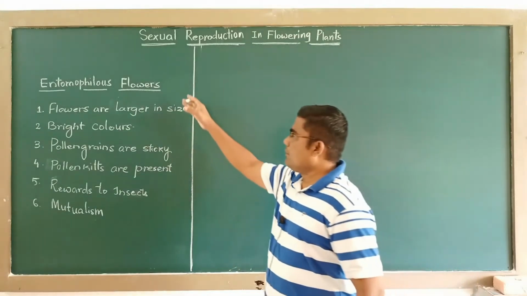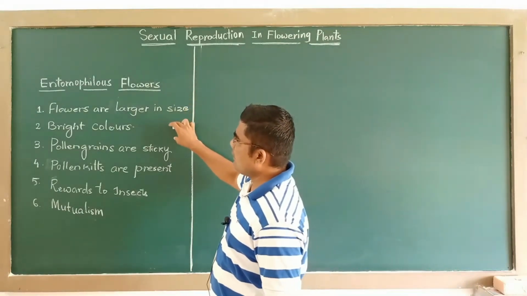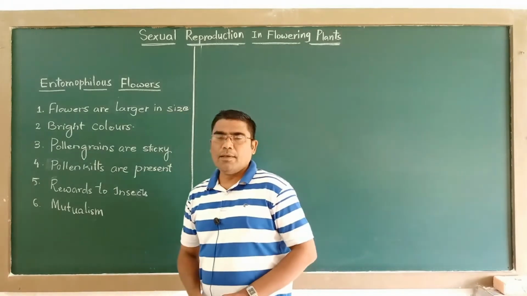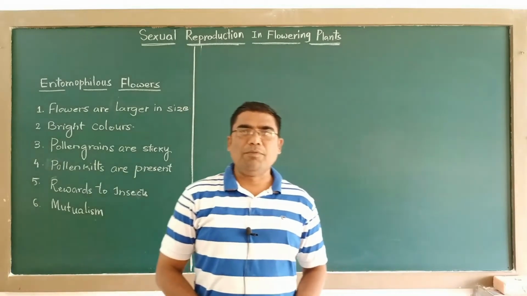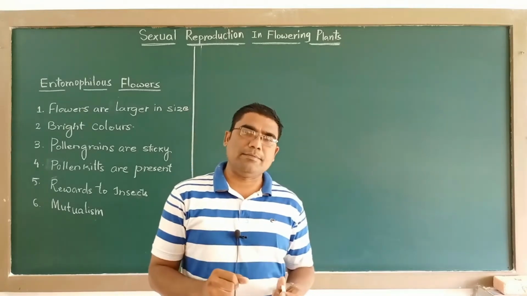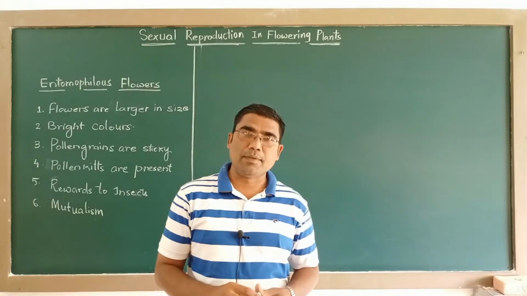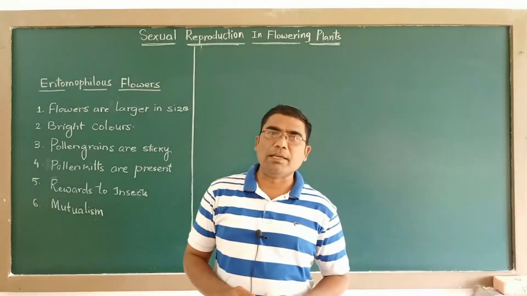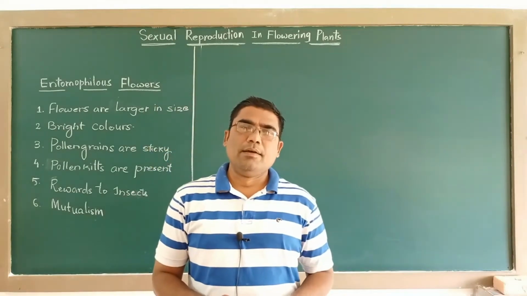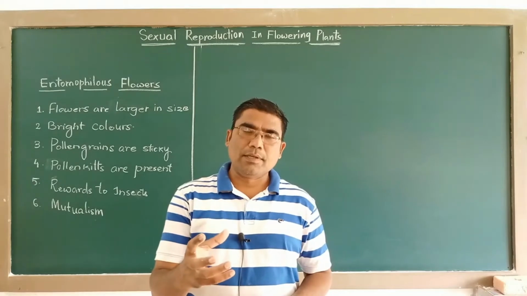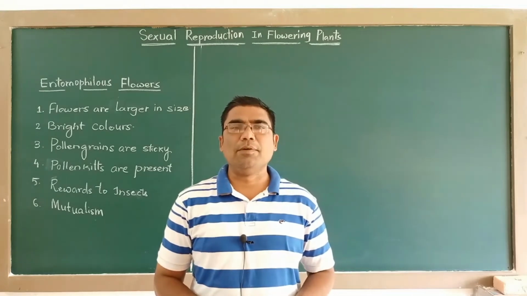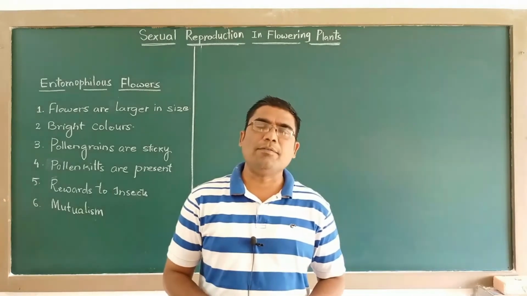See here, entomophilous flowers commonly show these biological characters. First, flowers are larger in size. Commonly, the flowers which perform entomophily have bigger size, bigger petals, bigger sepals. What is the reason? Because of their bigger size, they are very well visible to the insects. Due to their bigger structure, they attract insects. Because of this reason, entomophilous flowers normally have bigger flowers.